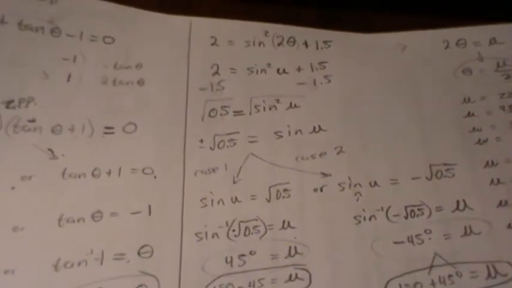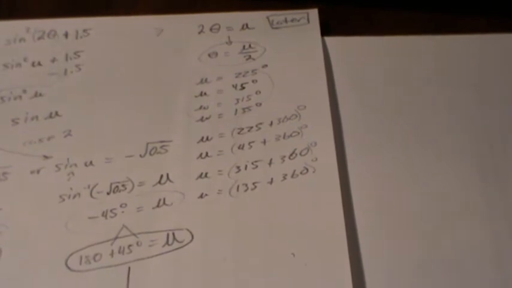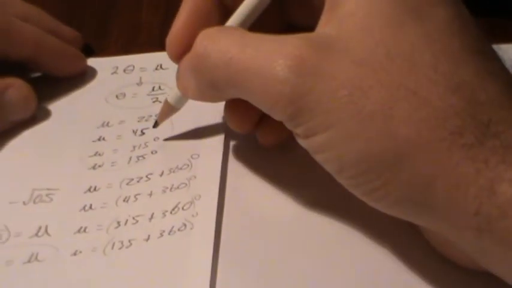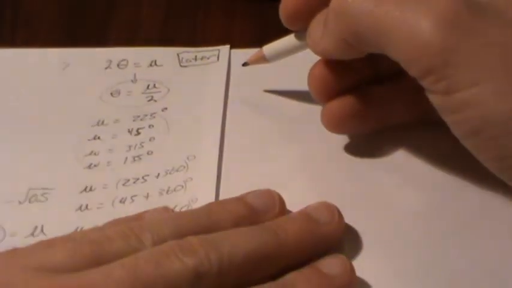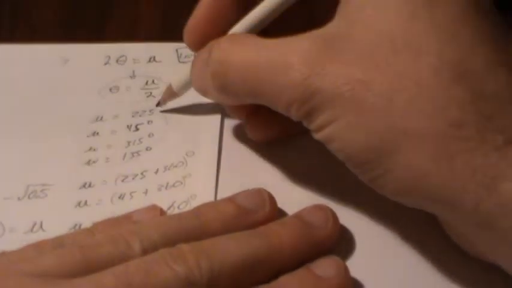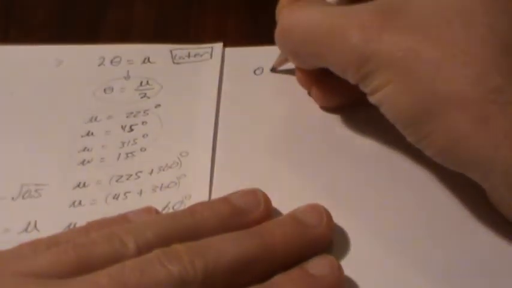What I'm going to do is I'm going to have to go over to another piece of paper here, but I'll keep this one close by. So now notice these are the solutions for u that I found in my domain. But remember, I'm actually still looking for theta here. I'm actually not looking for u as my final answer.